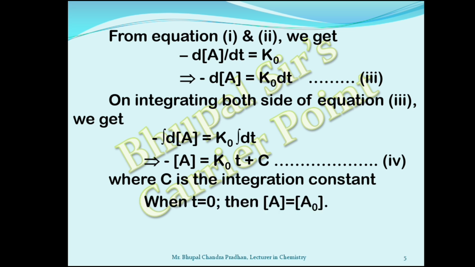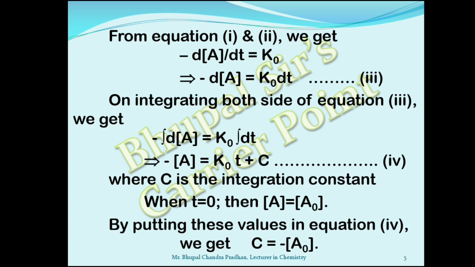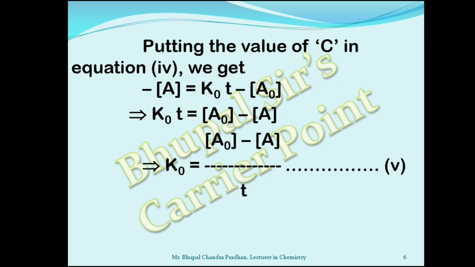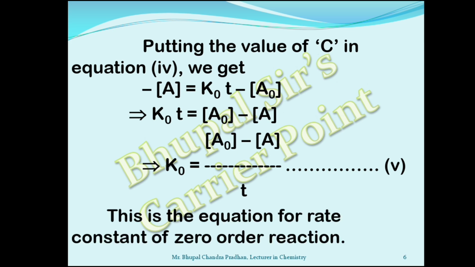Now when t is equal to 0 then concentration of A is equal to concentration of A0. Putting this value in equation 4 we get C is equal to minus A0. Now putting the value of C in equation 4 we get minus A is equal to K0 t minus A0, implies K0 t is equal to A0 minus A, implies K0 is equal to A0 minus A by t. This is the equation for rate constant of zero order reaction.